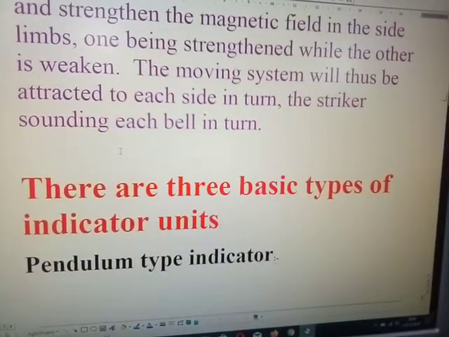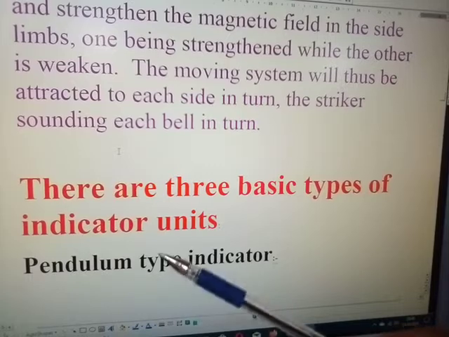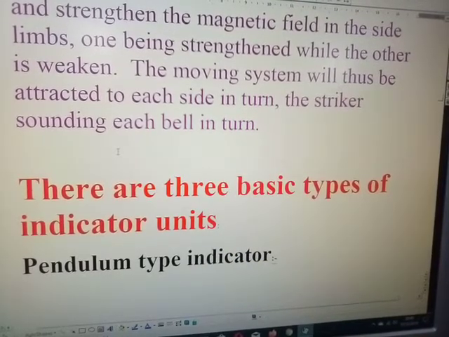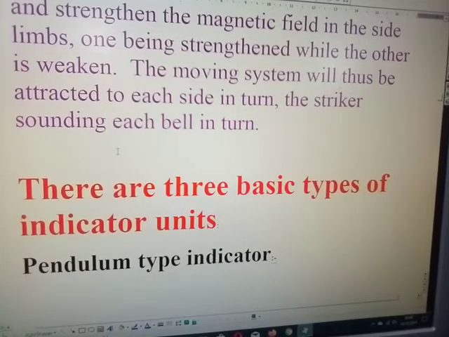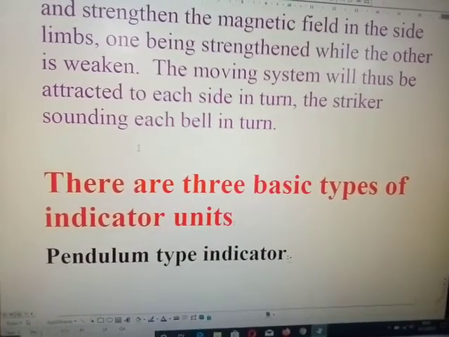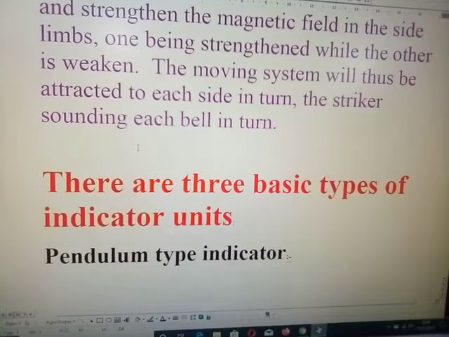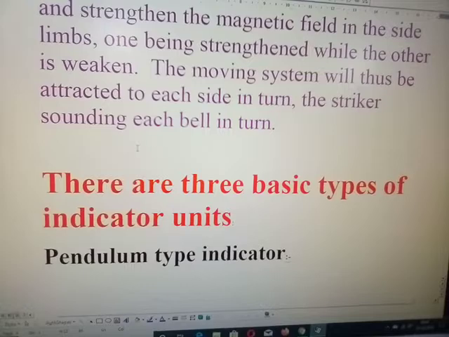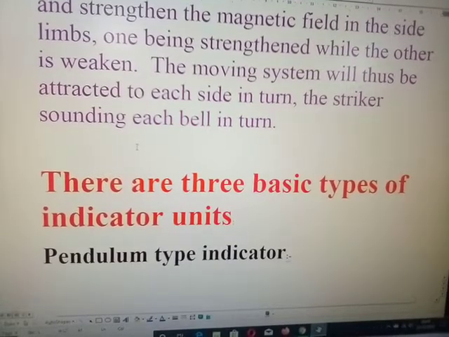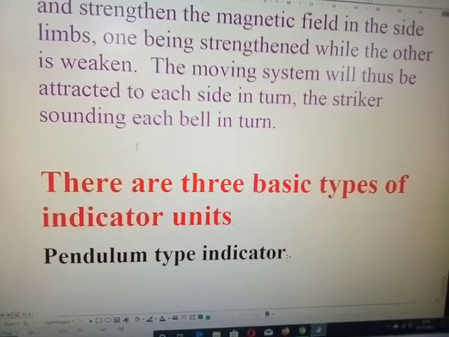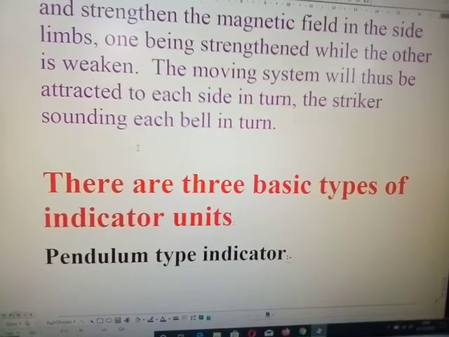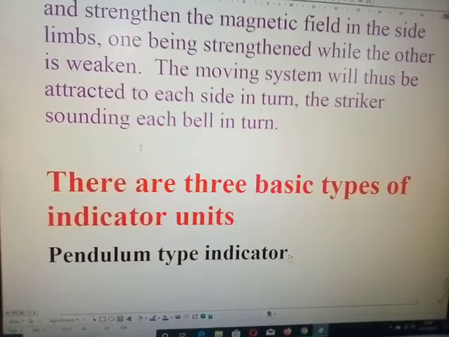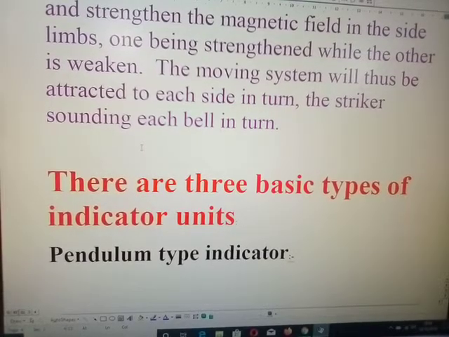Now there are three basic types of indicator units, and when we talk about indicator units, we're looking at systems that make you aware of an action that someone has activated in a room. So if I'm downstairs in the reception hall and I have customers upstairs in the hotel room and they want service, they will simply push a button, again similarly to what I was saying earlier, but this brings in a different kind of system into play.